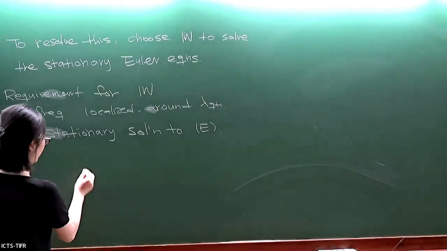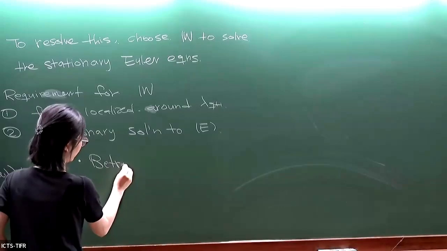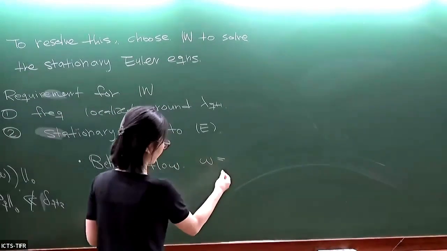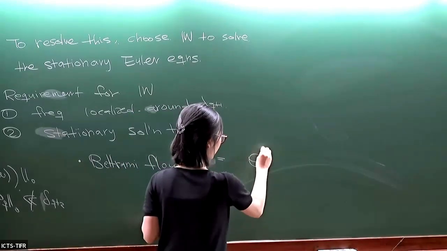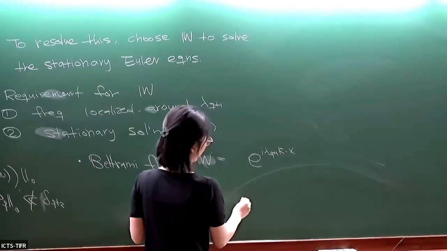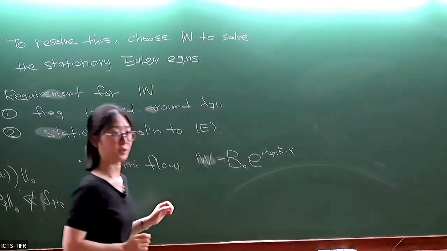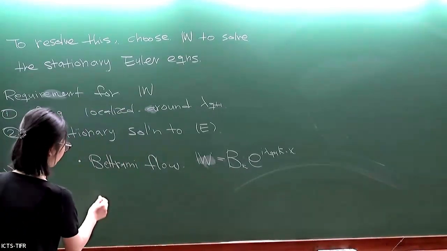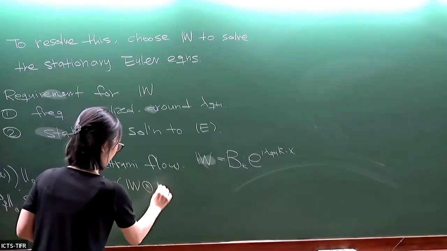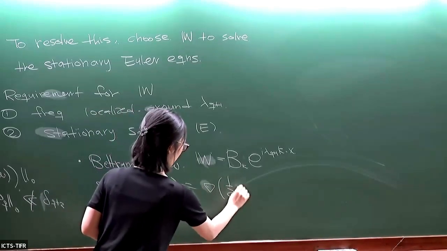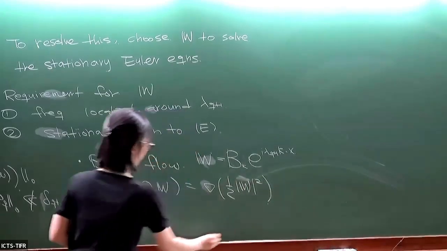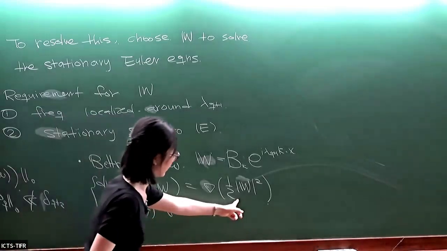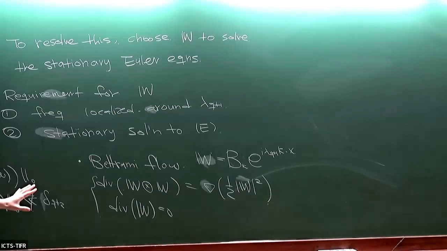The first one is the following, which is called Beltrami flow. This flow looks like this. Again, it has the shape of plane waves, but the vector in front is chosen in a special way. In fact, the Beltrami flow is the eigenvector of the curl operator. And in particular, it satisfies the following equation. So it is a stationary solution to the Euler equation by putting the pressure equal to this. Okay. So this is the first candidate.